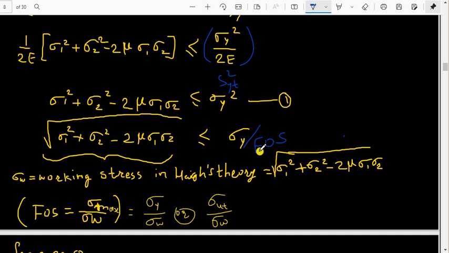From this, you will also get the FOS. How is FOS defined? That is actually the yield strength divided by the working stress. We will discuss this in the forthcoming lecture. Presently you forget this. So the working stress we have got in Haigh theory is under root sigma 1 square plus sigma 2 square minus 2 mu sigma 1 sigma 2.